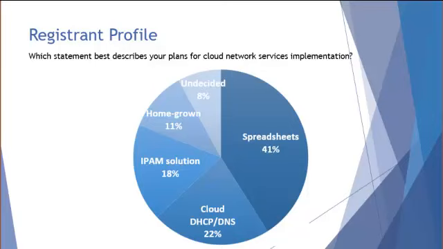So as we do normally, we asked you a question when you registered: what are your plans for cloud network services implementation? Looks like a little over 40% plan to use spreadsheets, using cloud DHCP and DNS services to automate address assignment and name resolution. Another 18% are using an IPAM solution, 11% homegrown, and 8% are undecided. So kind of a mix there. A lot of folks using spreadsheets.